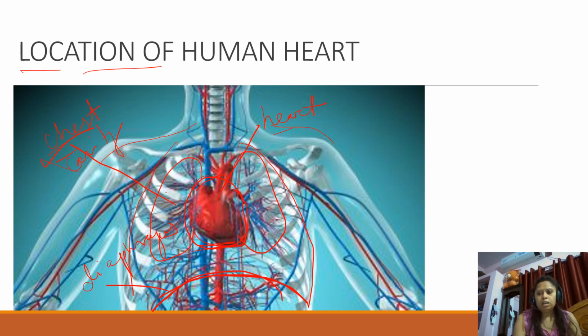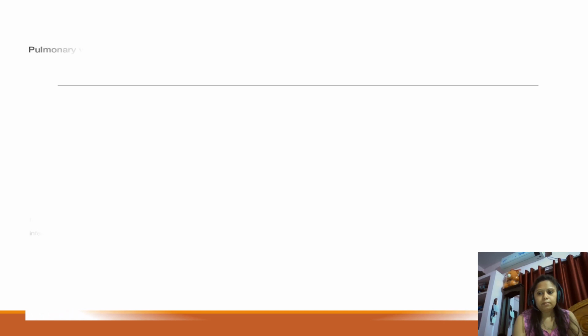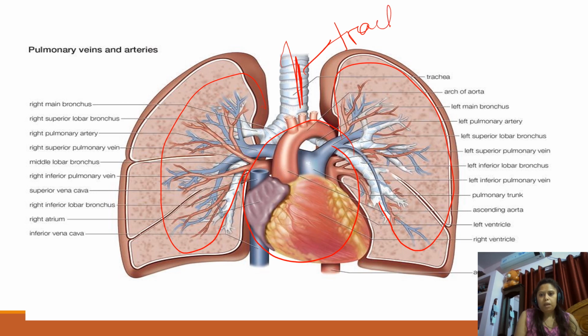So next, see this picture. This is one lung and this is another lung, and in between these two lungs the heart is present. This here is known as your trachea or windpipe. We will learn about this in detail in the respiratory system. In this video we are learning about the heart. The human heart is present in between the lungs.